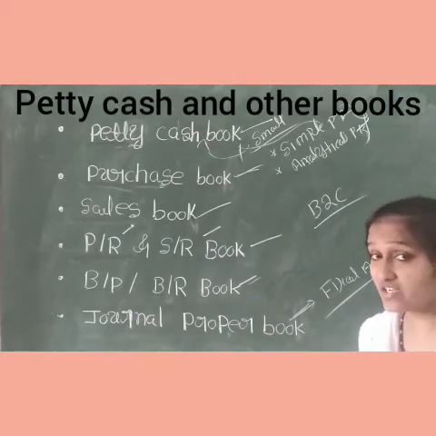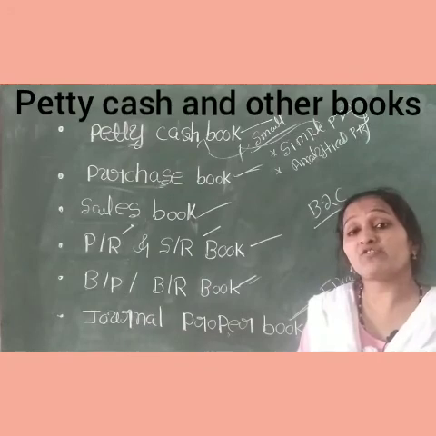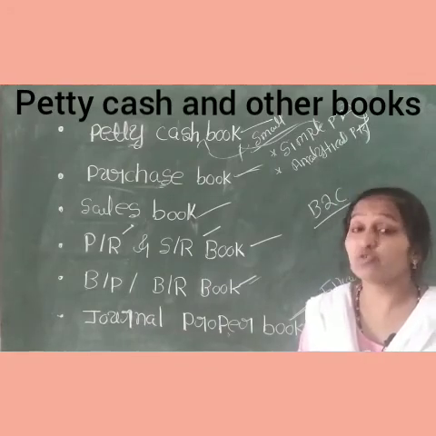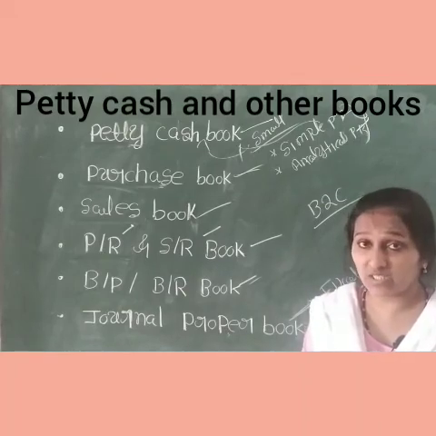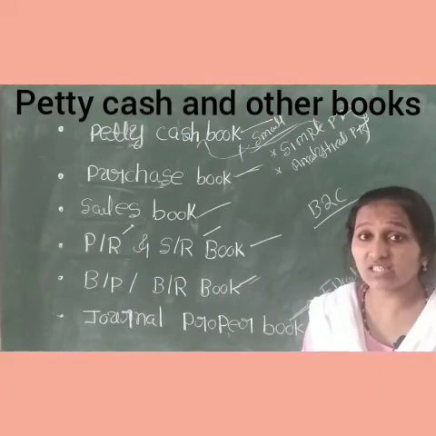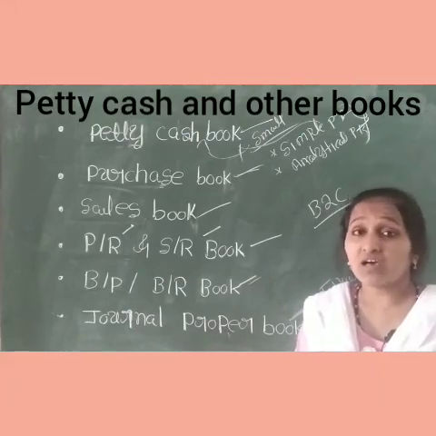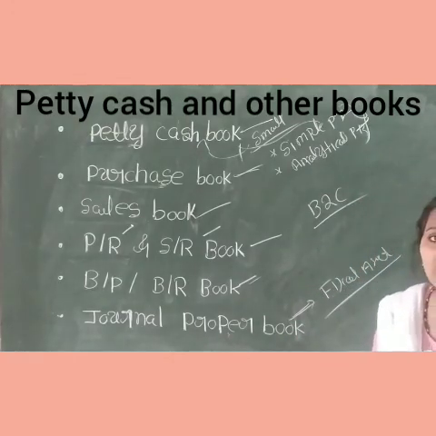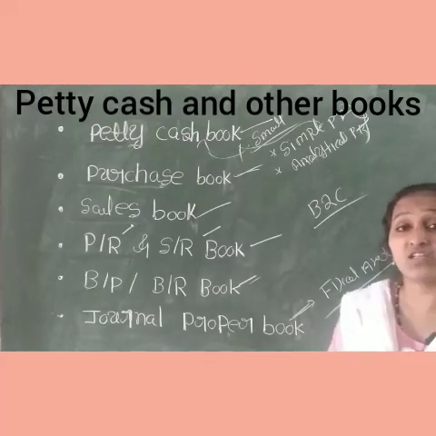But the journal proper book is also part of the subsidiary books, part of the credit books, where they enter transactions related to the company purchasing any fixed asset on the basis of credit. Those transactions they will enter in the journal proper book. So with this, I hope you all are clear with today's part and parcel of subsidiary books: the petty cash book, purchase, sales, return and bills payable, receivable book and journal proper book.